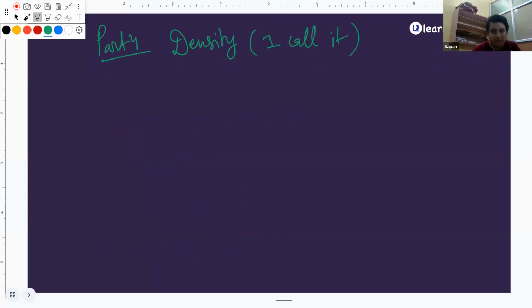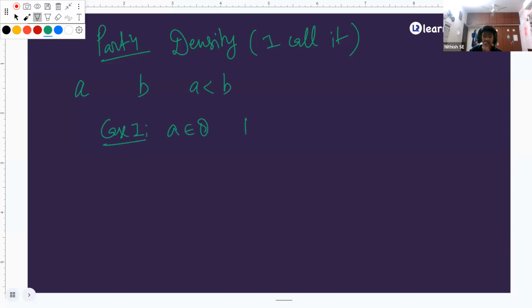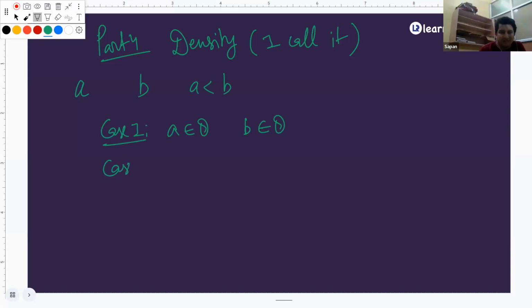Density means that there is a process which we want to do. As usual, we have two numbers, A and B. They have 4 cases. Case 1: A is a rational number, B is a rational number. Case 2: A is a rational number, B is an irrational number. Case 3: A is an irrational number, B is a rational number. Case 4: A is an irrational number and B is an irrational number. Very good.